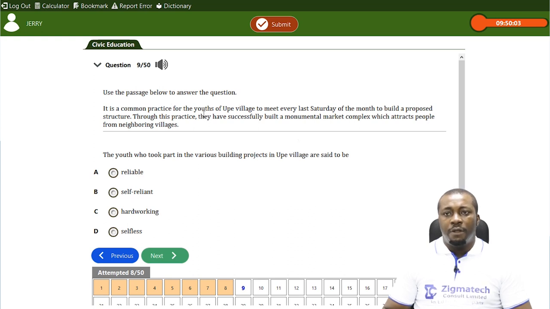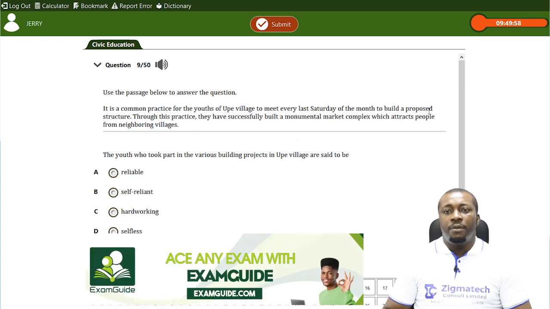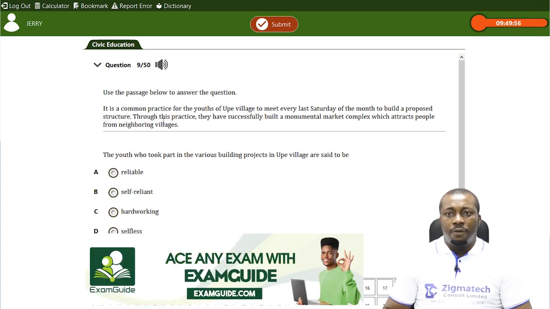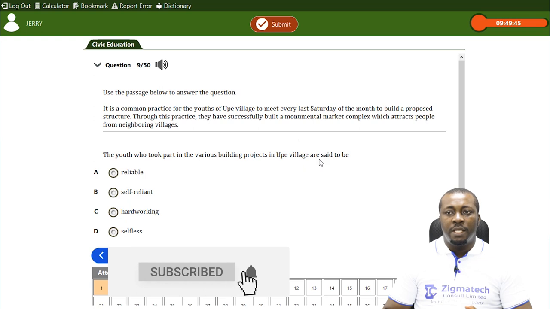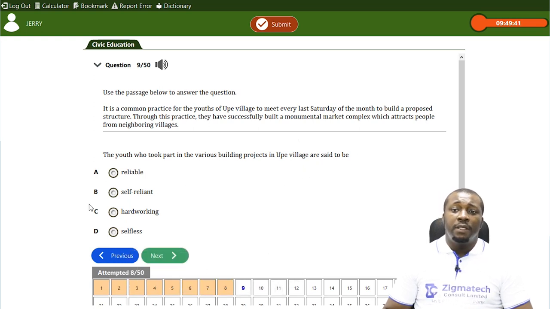It is a common practice for the youths of Upe Village to meet every last Saturday of the month to build a proposed structure. Through this practice, they have successfully built a monumental market complex which attracts people from neighboring villages. Now, the youths who took part in the various building projects in Upe Village are said to be, is it reliable? Is it self-reliant? Remember, this is a combined work. So, is it hardworking? Yes, they must be hardworking to have done it.